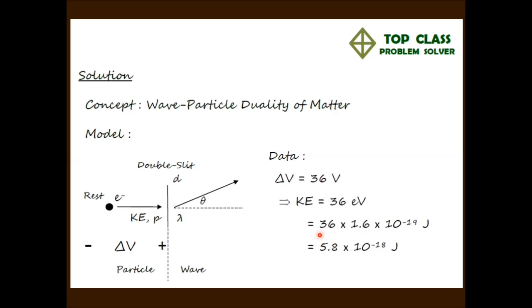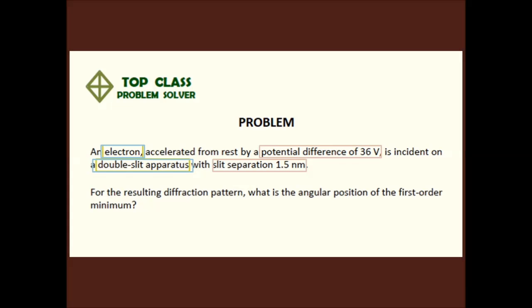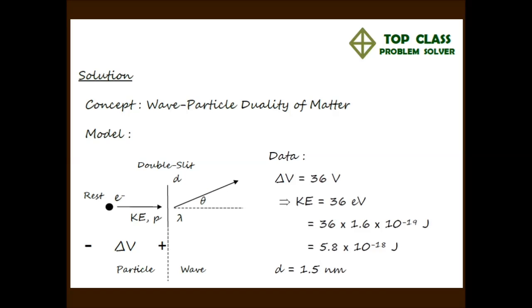For the purpose of this particular problem, we need to translate that into joules. So we use the conversion factor and we obtain the kinetic energy of the particle just before it reaches the double-slit apparatus in joules. We are also given the slit separation of 1.5 nanometers. We recall from double-slit interference that this is the D parameter in our equation.